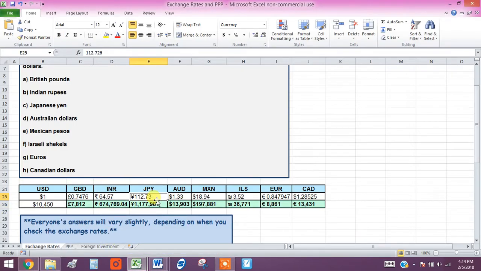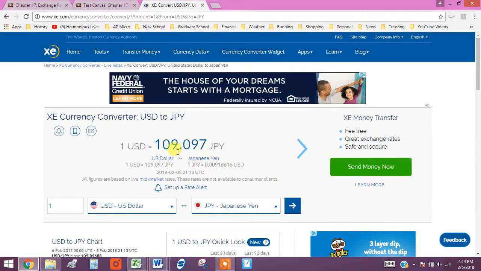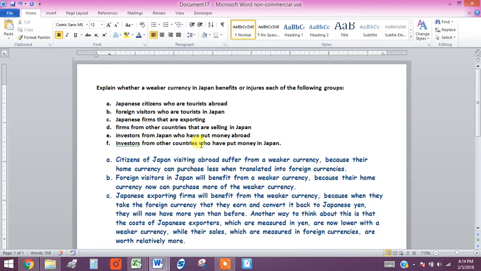When I looked this up last fall, it took 112, almost 113 yen to buy $1. Now it only takes 109. So the yen's actually getting stronger. But if it was going the other way, if we were going from 109 to 112, then we would say that the Japanese yen is getting weaker relative to the dollar. Okay, so that's what we're looking at in our problem or question. And we're just asking, what would that mean to these different groups, either in Japan or outside of Japan?